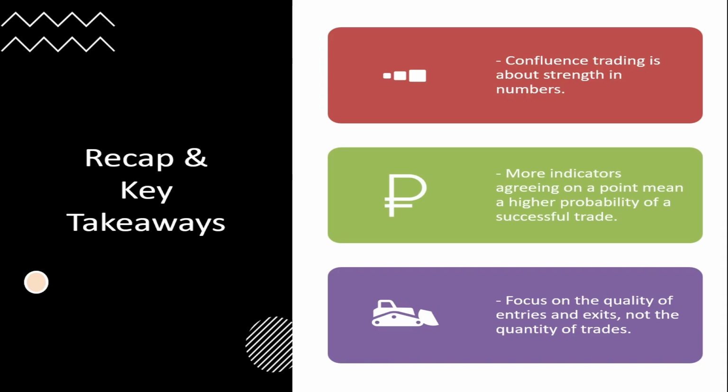To recap, the confluence trading strategy is more about strength in numbers. The more indicators agreeing on a point, the higher the probability of a successful trade. Remember, it's not about the quantity of trades, but about the quality of the entries and the exits. And that has been the basic of the stock market, I would say.